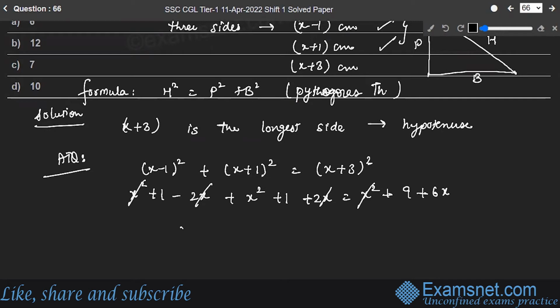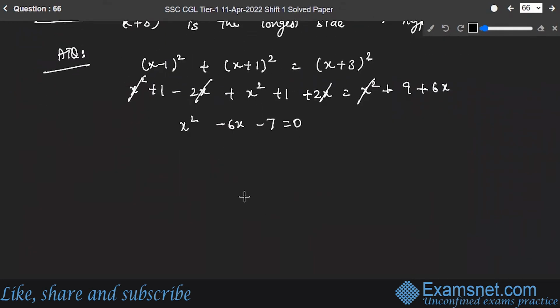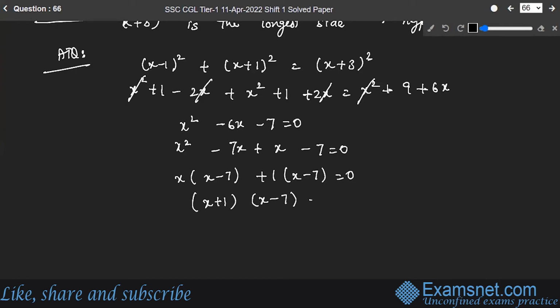So this x square and this x square will cancel, 2x and 2x will cancel, and you will be left with x square, minus 6x here, and minus 7. So x square minus 6x minus 7. You have to split the middle term such that the product of the two numbers is minus 7 and the sum of the two numbers is minus 6. What will the two numbers be? x square minus 7x plus x minus 7 is equal to 0. You will have x(x minus 7) plus 1(x minus 7) is equal to 0. (x plus 1)(x minus 7) is equal to 0.